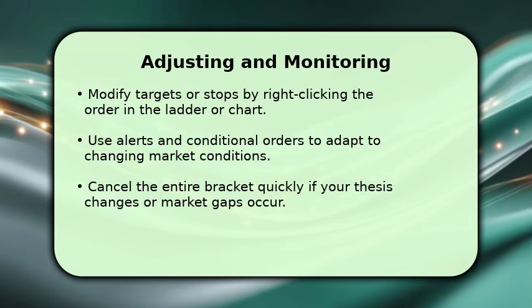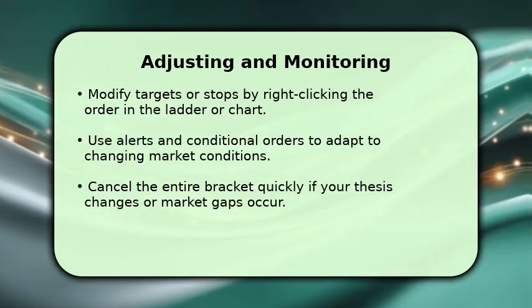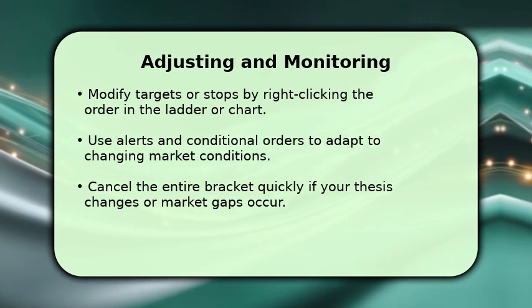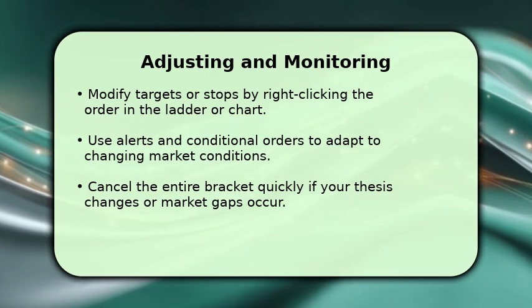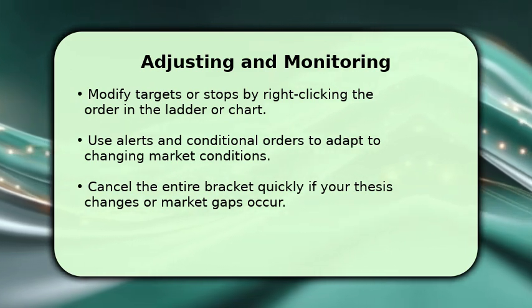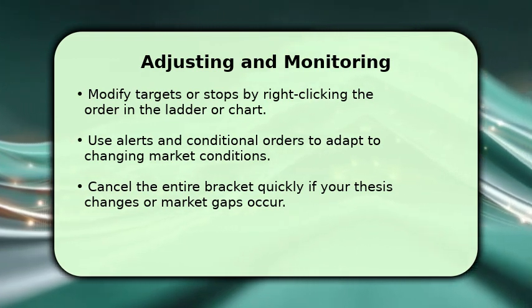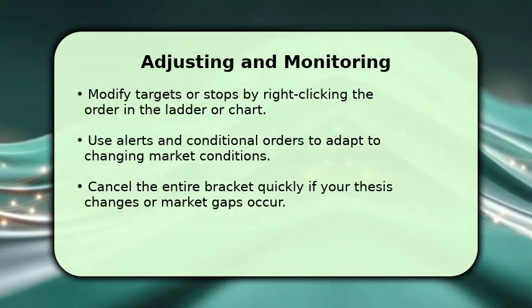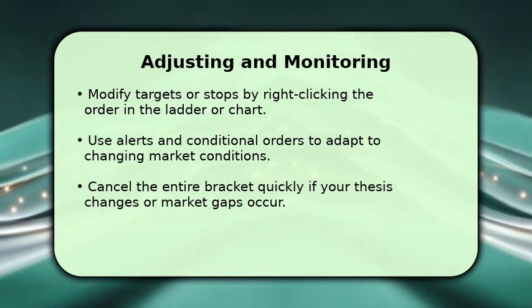After sending an OCO bracket, monitor fills and price action using the ladder, chart, or monitor tab. If you need to adjust, right-click the child orders to edit prices or quantities, then relink them as OCO. Set alerts for key levels and consider conditional triggers to avoid manual oversight. If your trade idea breaks, cancel the bracket to prevent unwanted fills and preserve capital.